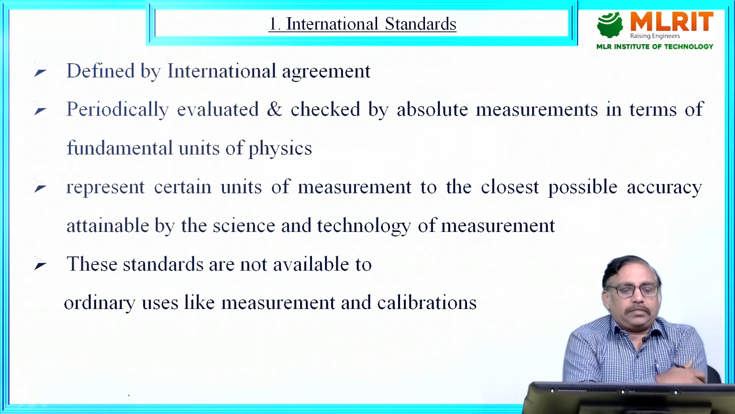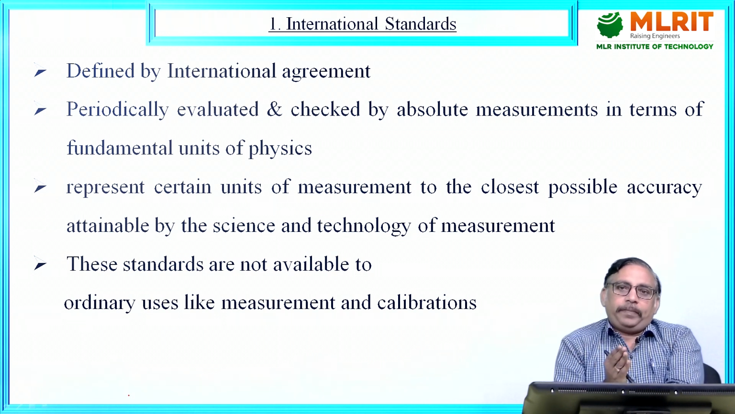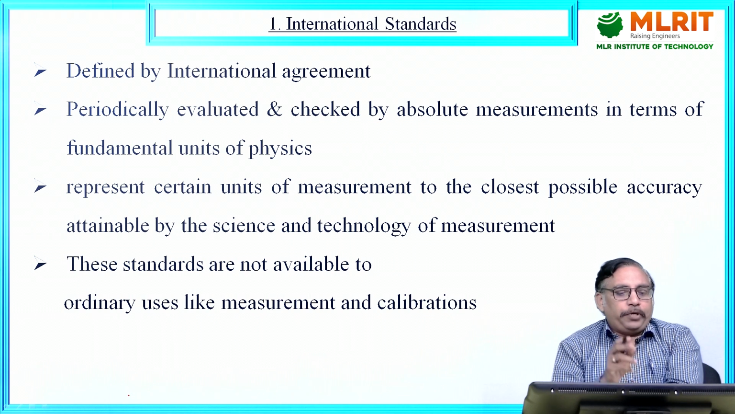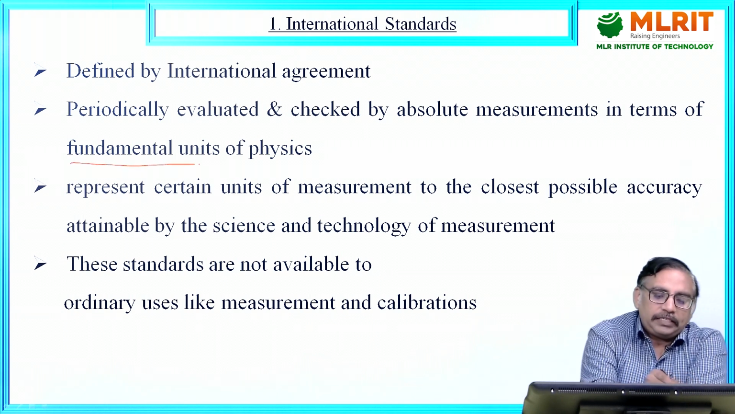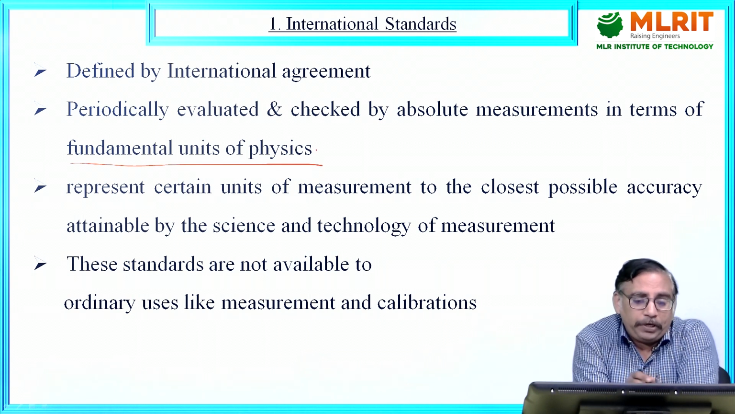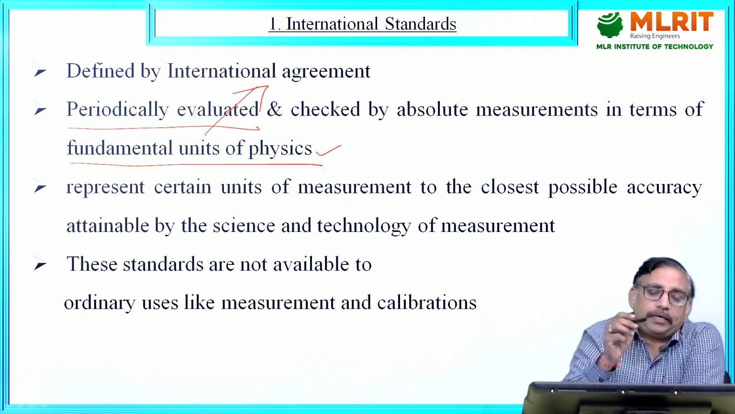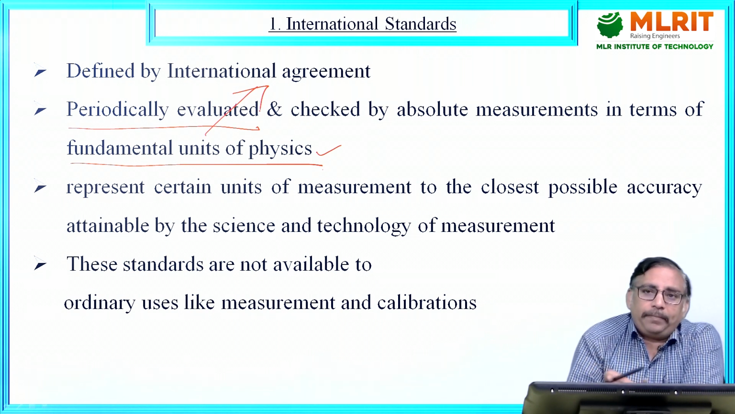First, international standards, defined by international agreement. Every country has its own metrology standards, but these international standards will be accepted by any country on this earth. They are periodically evaluated and checked by absolute measurements in terms of fundamental units of physics. As I said in the introduction, even physics, chemistry and biology use metrology. The fundamental units of physics, that is length, mass, time and everything, are periodically evaluated, and then we go for an international agreement for standardizing all the parameters which we will be checking.